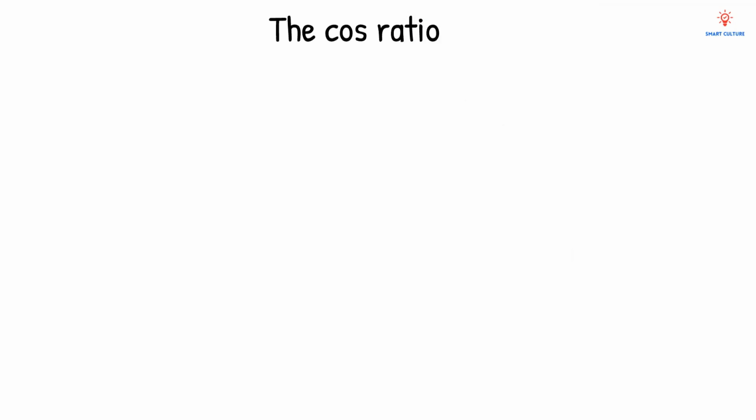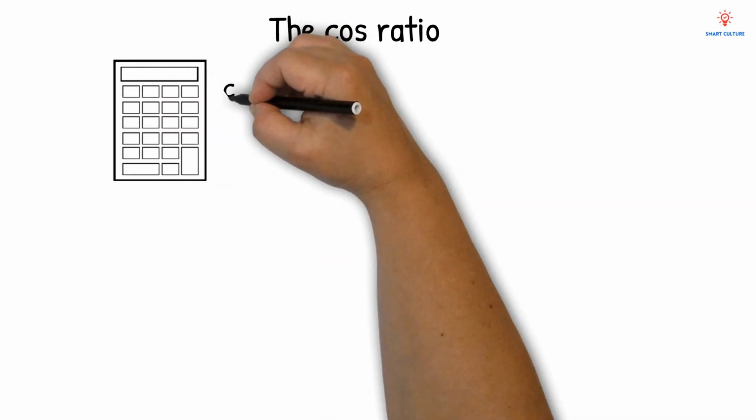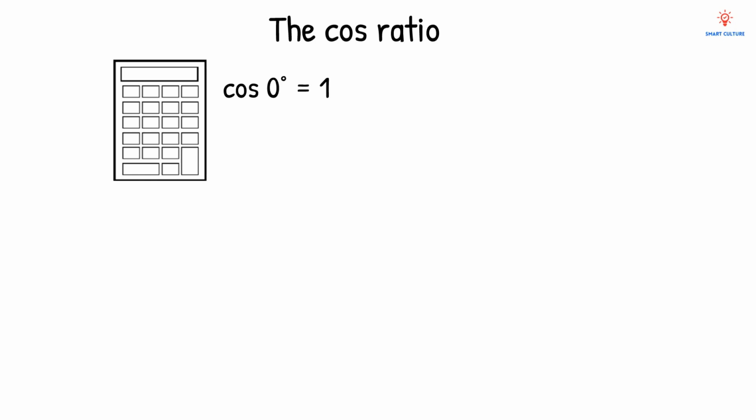Consider an angle of 0 degrees. So this will be a flattened triangle. At this angle, the adjacent side and the hypotenuse are the same because the triangle collapses to a straight line. So the cosine of 0 degrees will be the length of the hypotenuse divided by the length of the hypotenuse, and that equals 1.